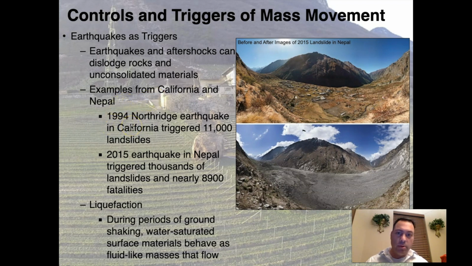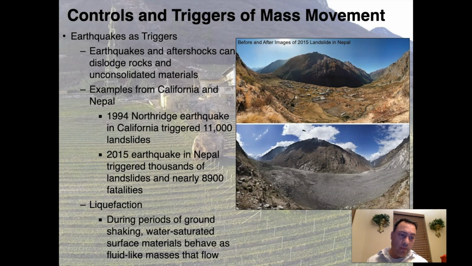In 1994, the Northridge earthquake, which was an earthquake I actually experienced, I remember going through it, triggered 11,000 landslides in the area, and it did a lot of damage to a lot of properties. In 2015, a major earthquake happened in Nepal, and it triggered thousands of landslides, and in this case, 8,900 people lost their lives. This is an example of a place where there was a photograph taken beforehand. This is the village where people were living, and then the landslide came through, and again, fatalities are here. This is a mass grave at this point. It's an extremely deadly event when earthquakes trigger landslides.